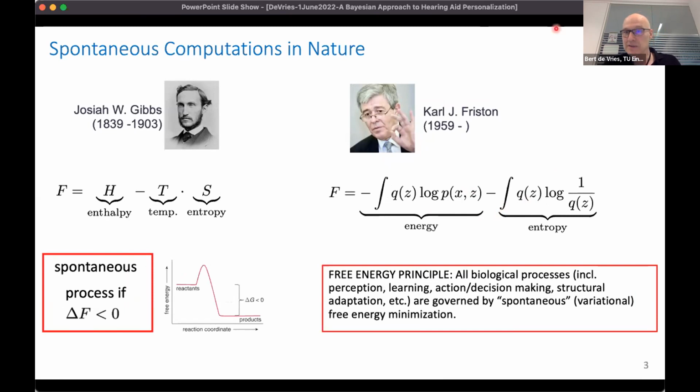There's something on my screen that you don't see, but I want to get rid of it. I'm going to the next slide.